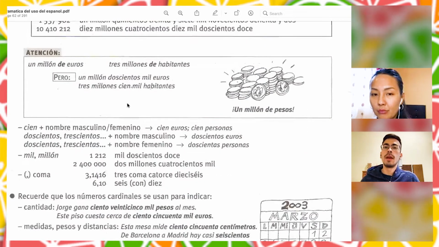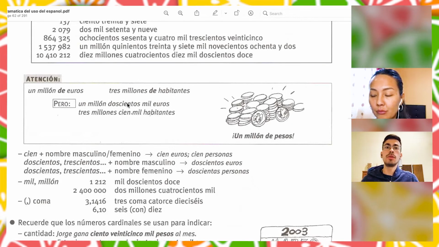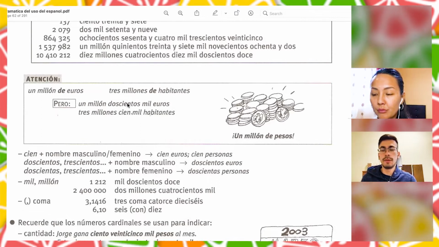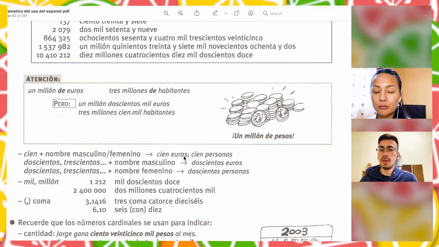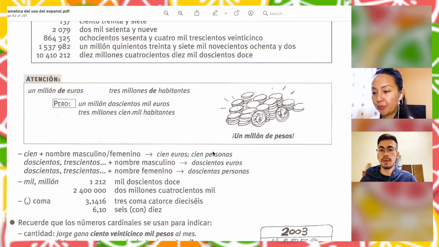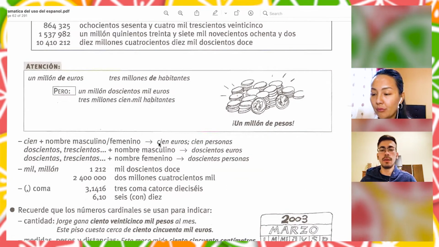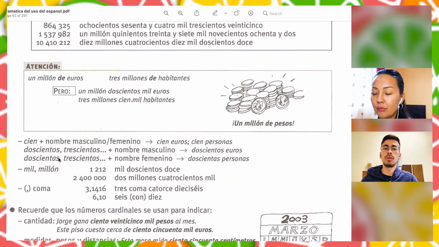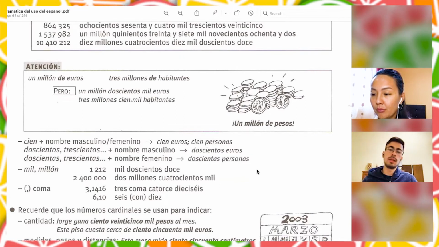Okay, let's see. For the number cien, like 100, we will use it for masculine and feminine. It will never change. So we can use, for example, cien euros, masculine, or cien personas, 100 persons. Personas, yes, people, is feminine. So cien never changes. This is the only one that doesn't change, but the others will change, right? Doscientos euros, doscientas personas. Then they will change. Okay.